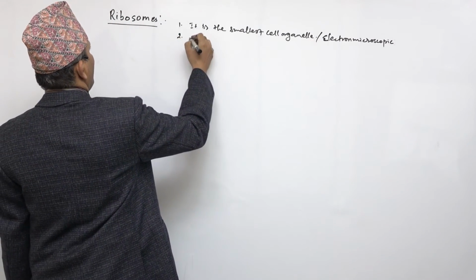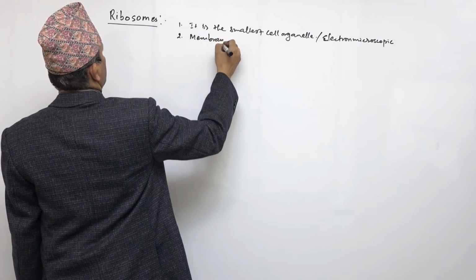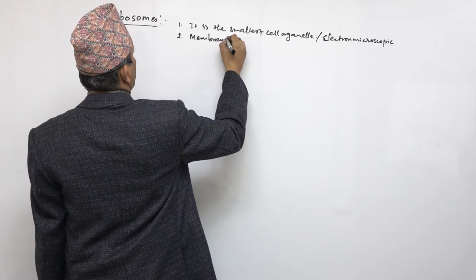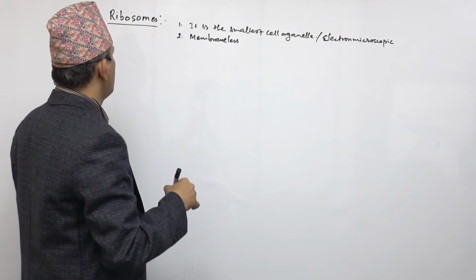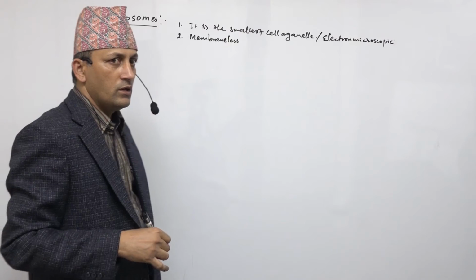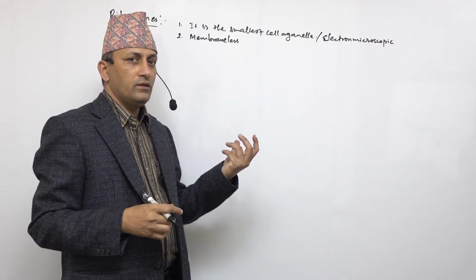Number two, it is membraneless. Another very important character of this cell organelle: it is membraneless. No covering around this ribosome. So it is colloidal in nature. It's a substance without any covering.